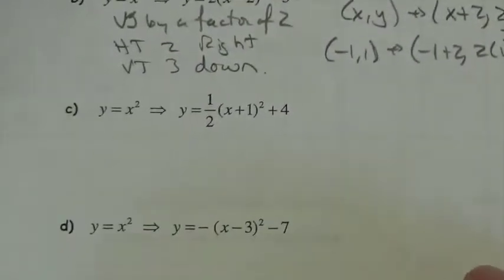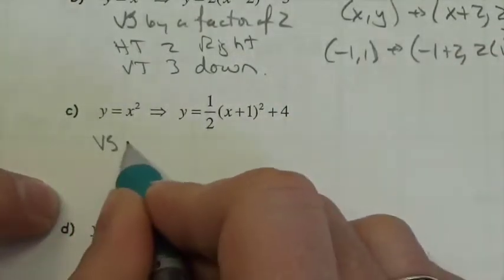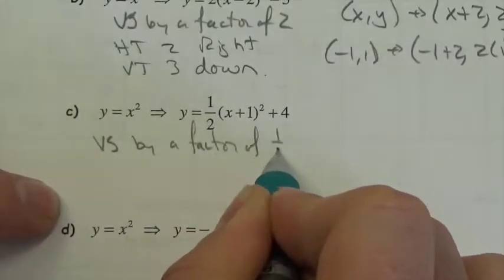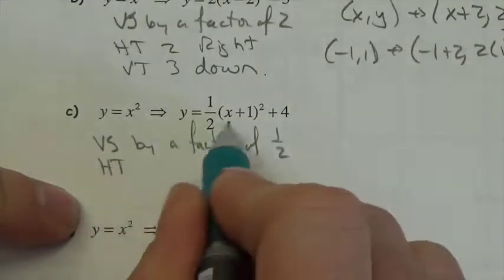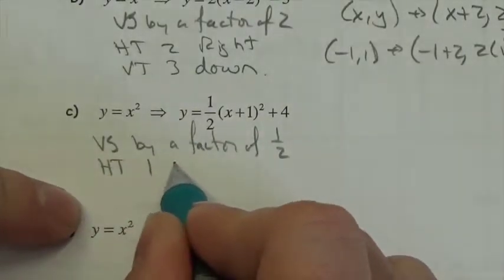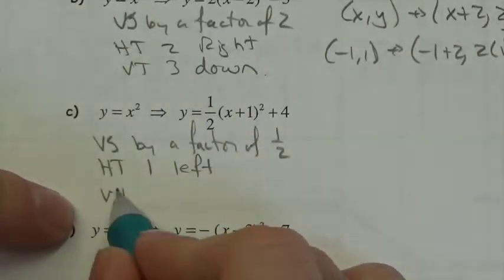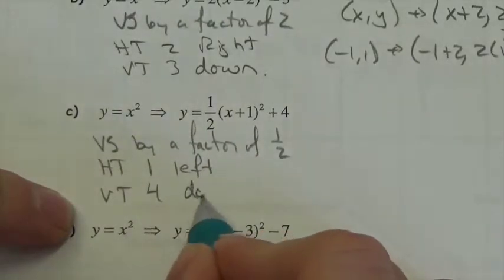Okay, let's do this next one. It's about the same level of difficulty. Going across here, I've got a vertical stretch by a factor of 1/2, meaning my graph's going to get wider. I've got this horizontal translation 1 to the left. Think about how I'd have to isolate the x. And then a vertical translation that happens after the square, 4 down.